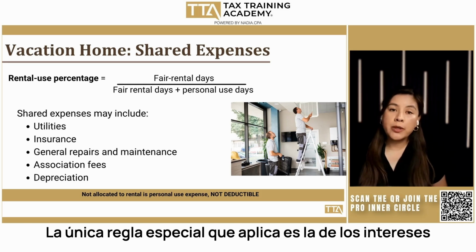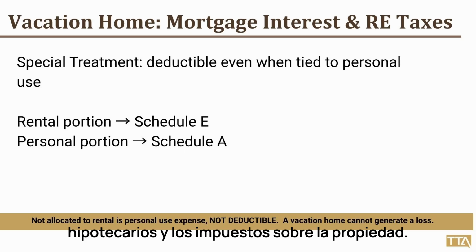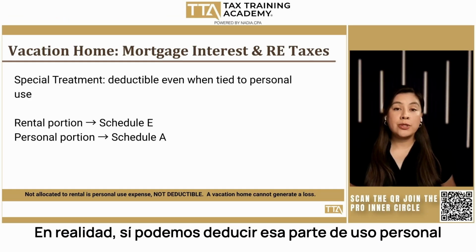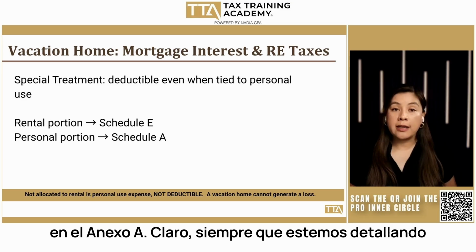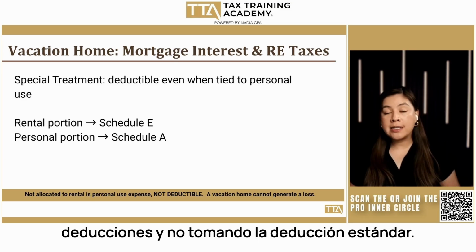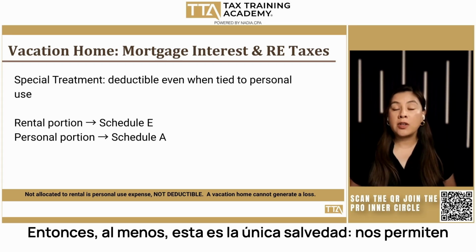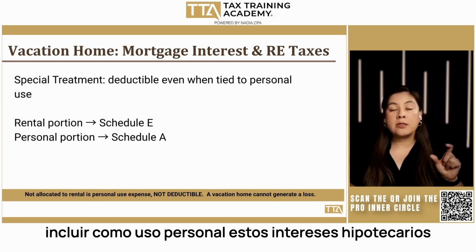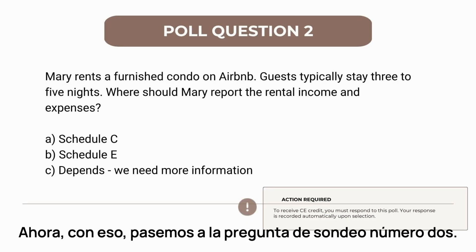The only special rule that comes is mortgage interest and property taxes. We actually are able to deduct the personal use of that on Schedule A. Of course, if we're itemizing and we're not taking the standard deduction, then at least this is the only caveat that they will allow us to take a personal use of these expenses and be able to deduct them for tax purposes. Now, with that, let's go over to polling question number 2.